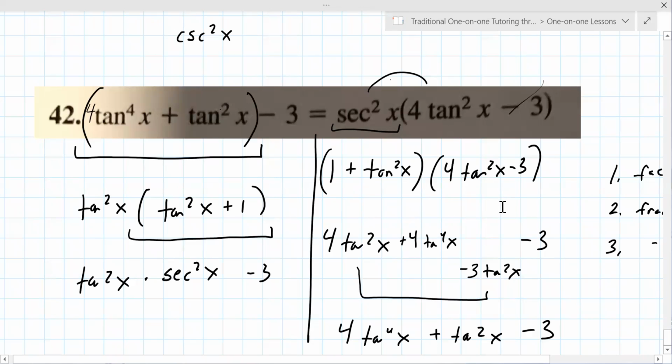Okay. Yeah, because that's really weird. I've seen that. It wouldn't surprise me that there was an error here, but you can see it when you FOIL this. You get 4 tangent to the 4th, 4 tangent squared, 4 tangent to the 4th. So I think there should be a 4 here. But let's move on to another question. You understand how to do this. That's the point here, knowing the strategy.